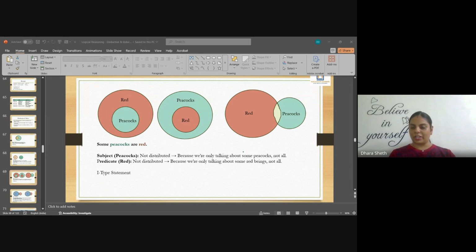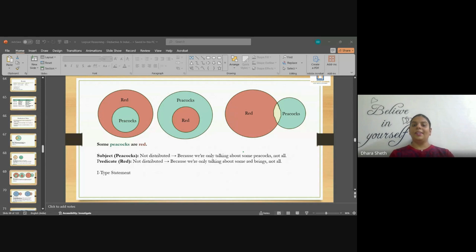So peacocks is not distributed. Again, only some peacocks are red. So we are not talking about all red beings. So that is why the predicate red is also not distributed, as per the statement. When some is there, we cannot say that it is distributed.